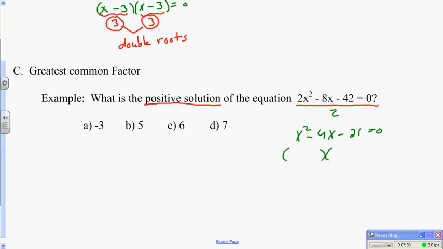Factored, x and x, minus minus is a plus minus, and 7 and 3 are factors of 21 that have a difference of 4. 4 is negative, so the bigger of the two numbers should be negative. When we solve, we get negative 3 and positive 7. And since they want the positive solution, we'd say 7.